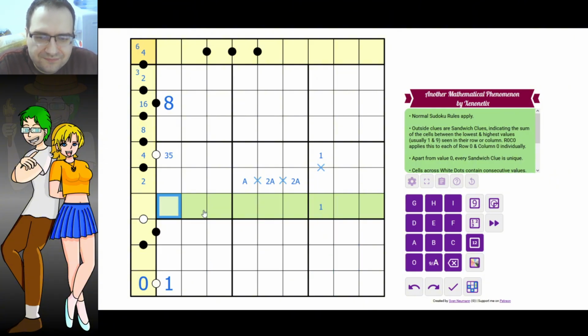So it must be 2a. So this is a and this is 2a. And now we have the 2a plus 1 or 2a minus 1.